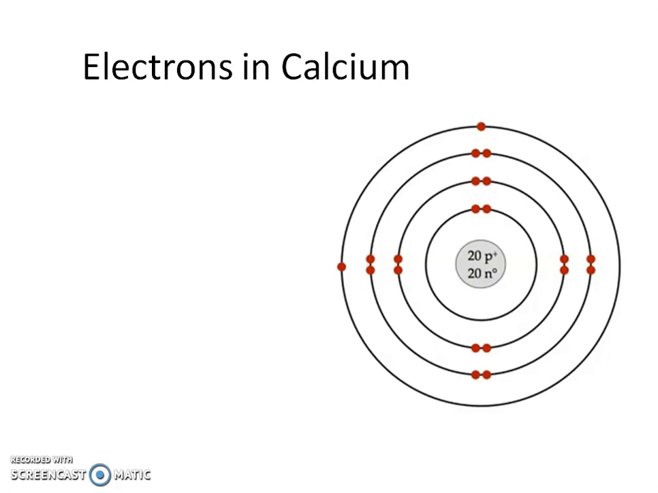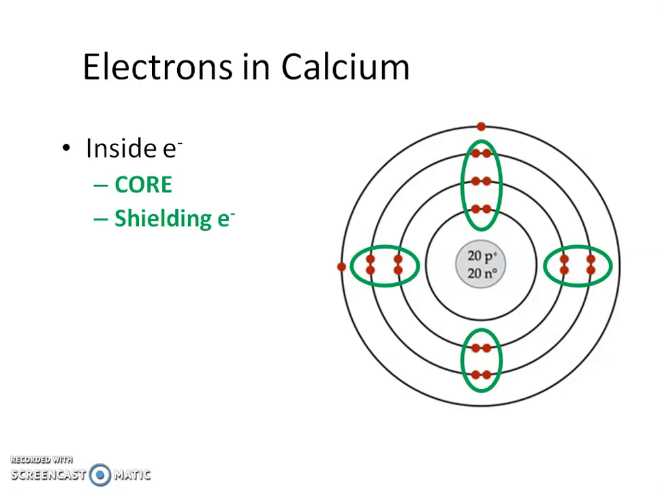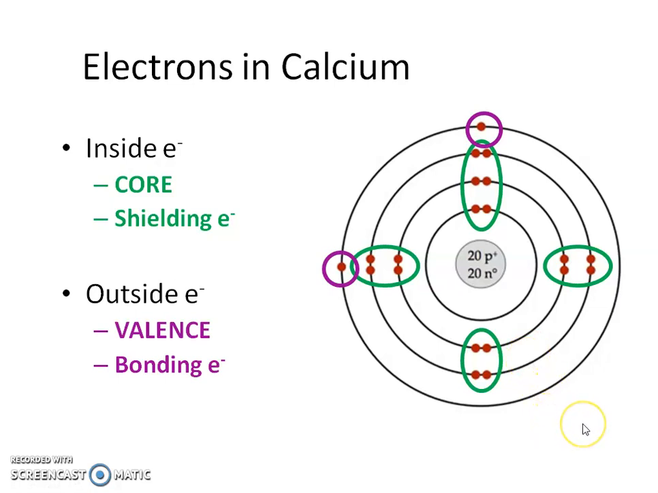If we look at the electrons in calcium, we have these electrons which are on the inside. We're going to call them core electrons. You're going to understand a little bit more about these as shielding electrons. And what are they shielding from? Well, these inside core electrons are shielding the nucleus from the outside valence electrons. And those valence electrons are going to be really important when we talk about bonding.